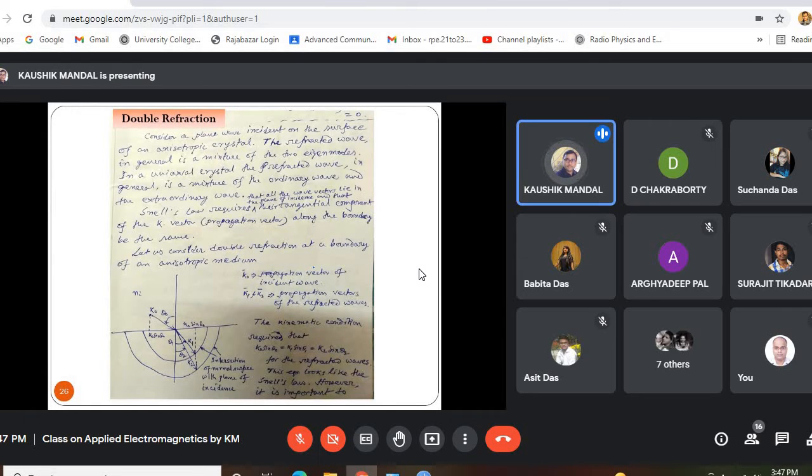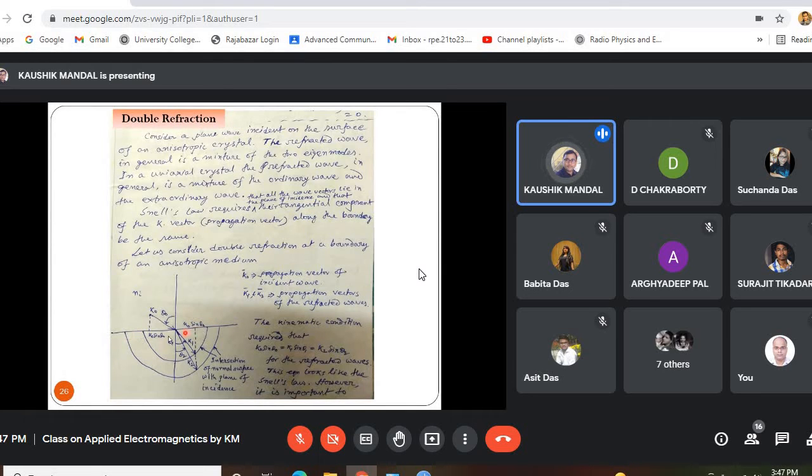So with this basic knowledge about the normal surface, the index ellipsoid, and the classification of crystals, now we discuss wave propagation through a uniaxial crystal. We are considering it in this way: first we will discuss the general case, then we will move to the special case of the uniaxial crystal.